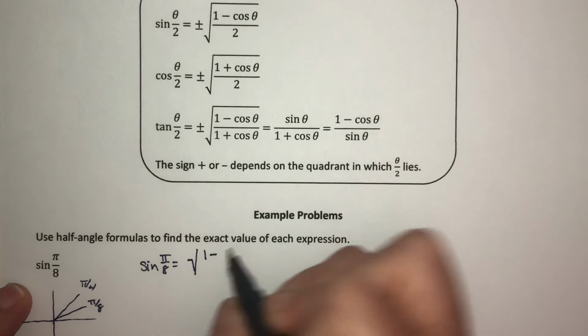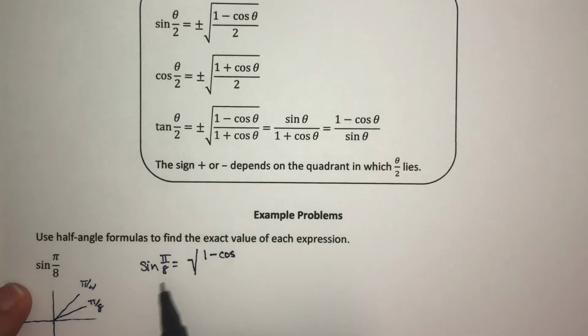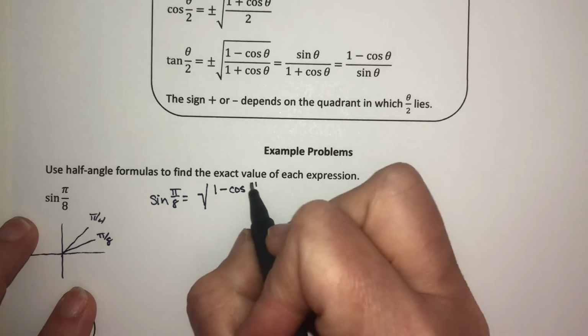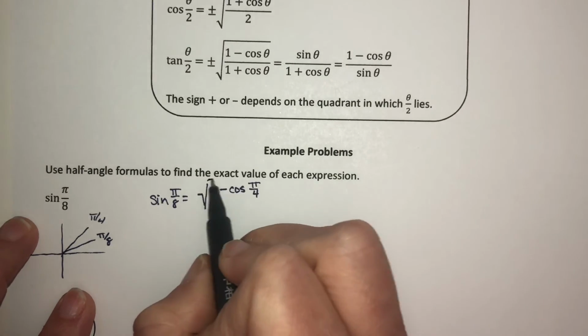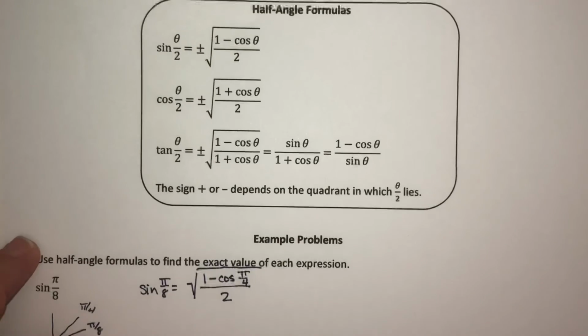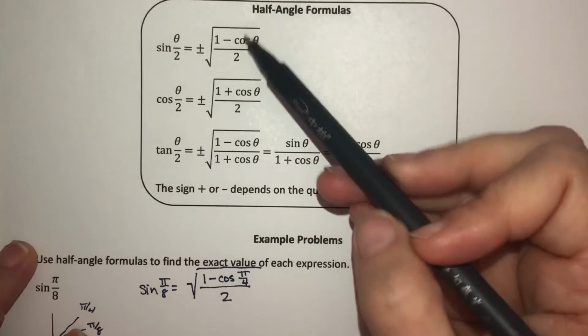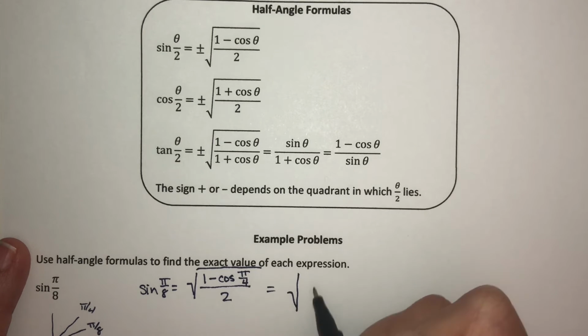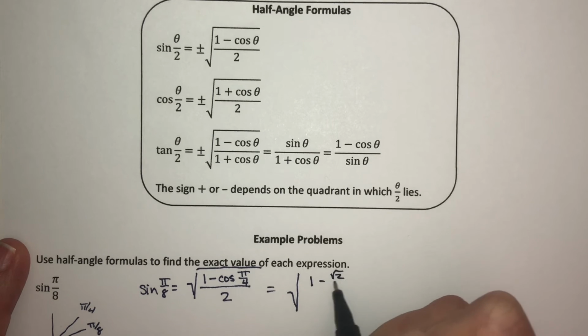the square root of 1 minus cosine of double this. Double pi over 8 is pi over 4, over 2. So I'm using this formula. I know it's positive because I know it's in quadrant 1. Double this angle is pi over 4. So I have the square root of 1 minus square root 2 over 2 all over 2.